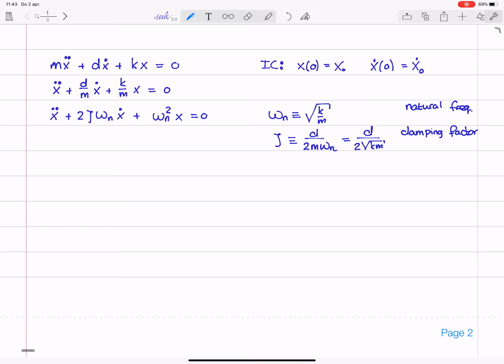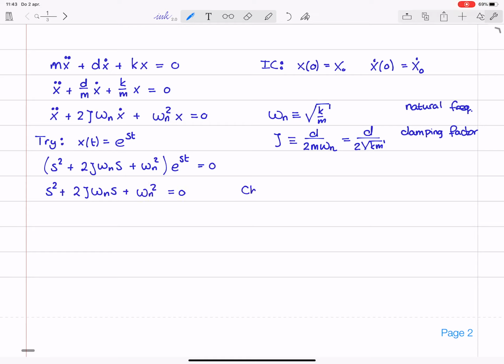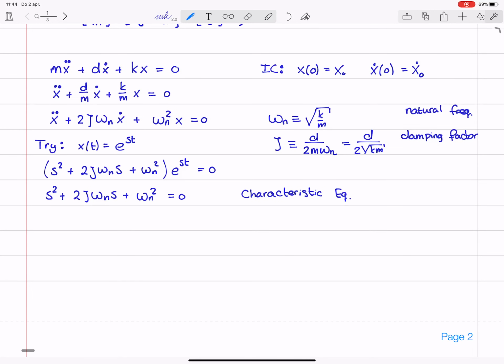Okay, now let's try solving this with an e power. That is the standard procedure, e to the power st. We substitute it, and then for the second derivative we get s squared. Then we have s squared plus 2 zeta omega n times s plus omega n squared, times e to the power st, equal to 0. So since e to the power st is never 0 for finite values of s and t, it must hold that s squared plus 2 zeta omega n s plus omega n squared is equal to 0. And this is called the characteristic equation. Good. So this equation can be solved using the quadratic formula.